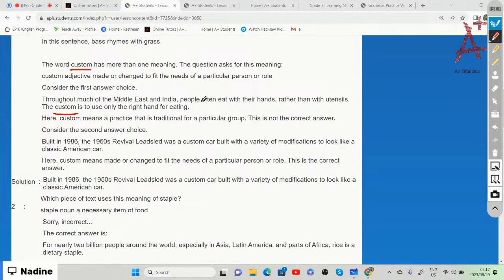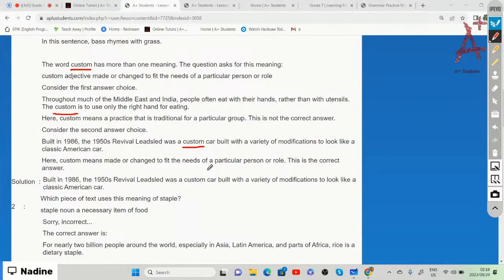So we will go with the first one, which is custom, adjective: made or changed to fit the needs of a particular person or role, right? All right, then the next one says, "Built in 1986, the 1950s revival Led Sled was a custom car." There we have another one: custom car, built with a variety of modifications to look like a classic American car.